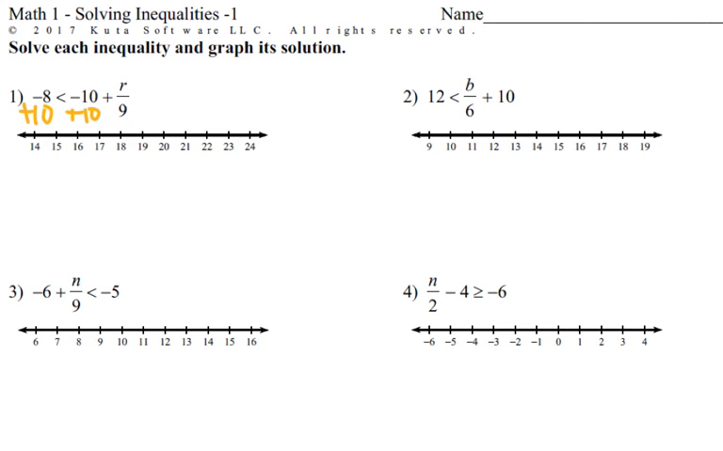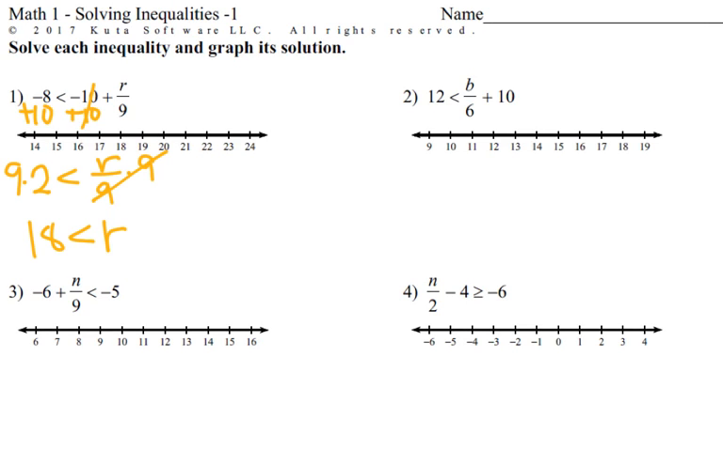Okay, so -8 plus 10 would be +2 is less than r divided by 9, because that becomes 0. Okay, to get rid of that dividing by 9, we times both sides by 9. That becomes 1. We're left with r is greater than 18.